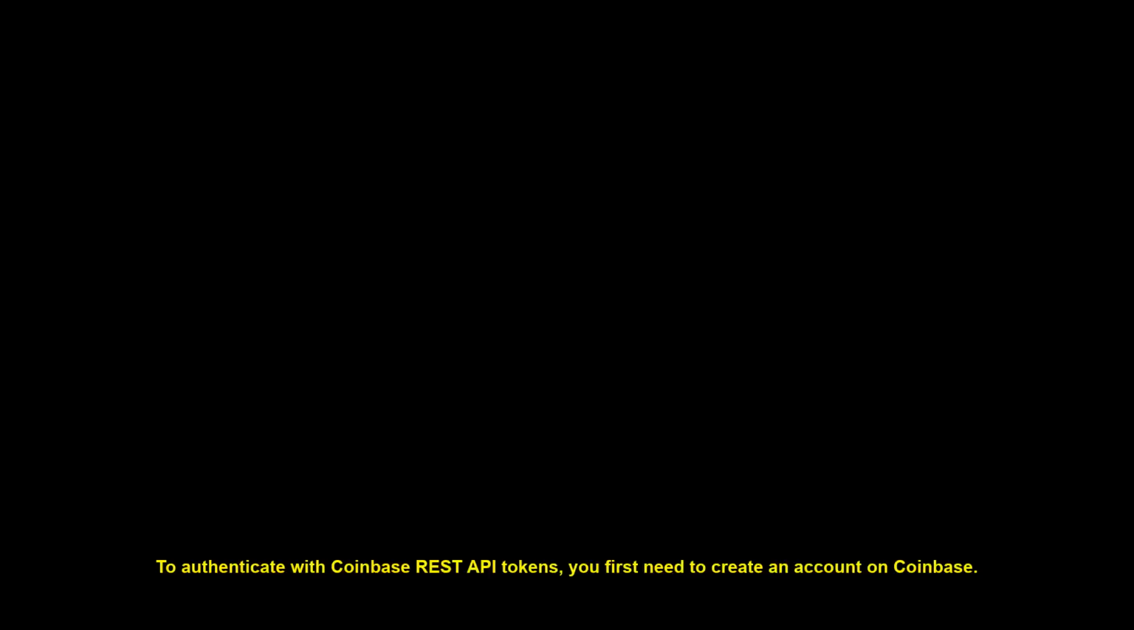To authenticate with Coinbase REST API tokens, you first need to create an account on Coinbase. After signing in, navigate to the API settings in your account dashboard. Click on the API tab to access the API management section. Click on the New API Key button to generate a new key.